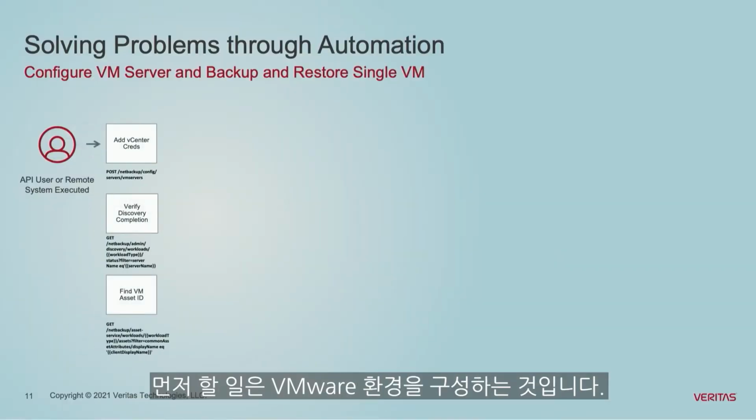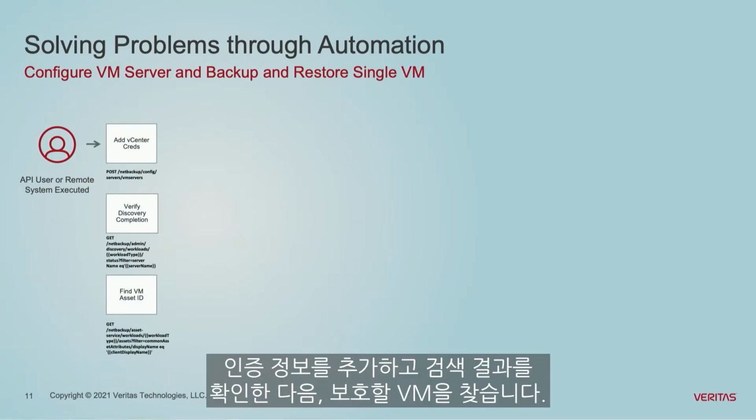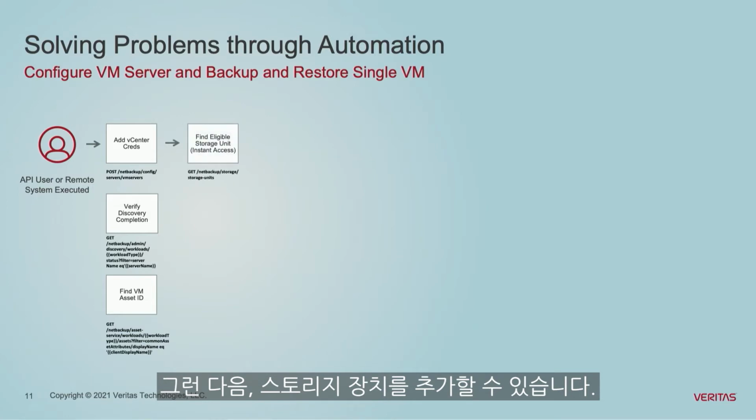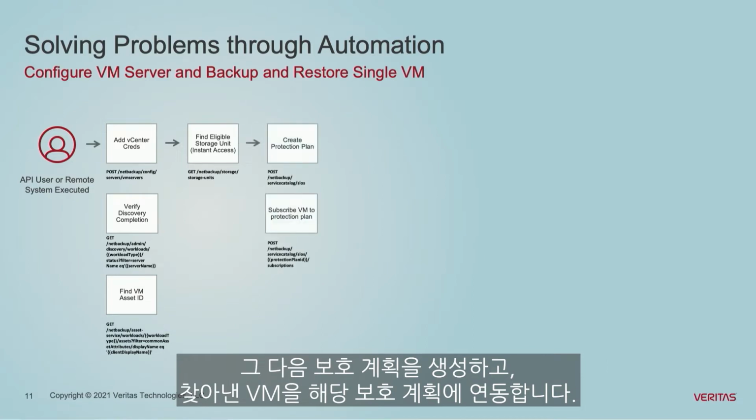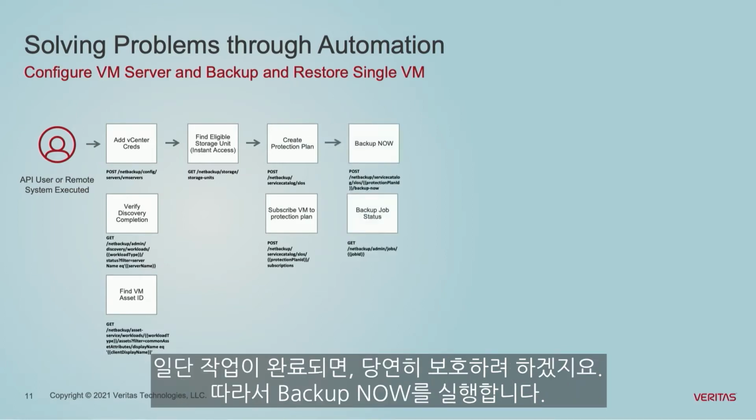So, as I mentioned, the first thing we'd want to do is configure our VMware environment. So we'd add our credentials, we'd verify the discovery, and then we'd find a VM that we want to go ahead and protect. We could then add a storage unit, and in this case, of course, we want to use instant access because we're going to want to recover that data immediately and start manipulating it. Then we create our protection plan, and we subscribe that VM that we found to that protection plan. Once we're done with that, we want to, of course, protect that. So we're going to run a backup now.